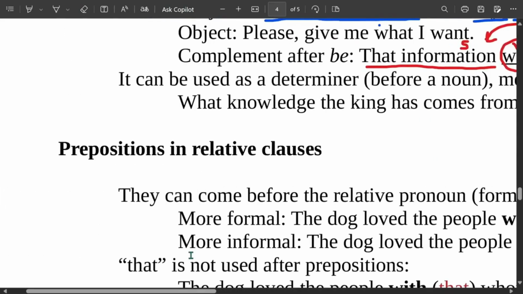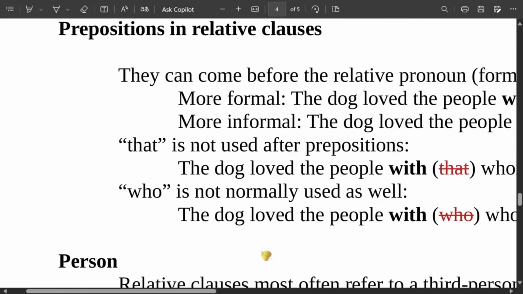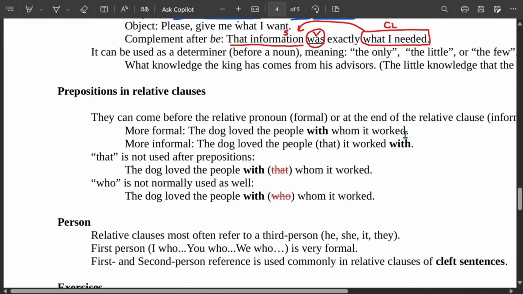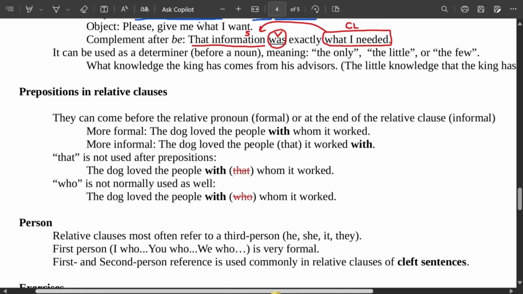So now let's discuss prepositions in relative clauses. In general, they can come before the relative pronoun, which tends to be more formal, or at the end of the relative clause, which is more informal and more common. Okay? For example, here, more formal, with the preposition before the relative pronoun.